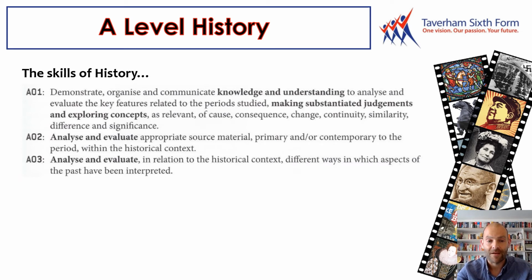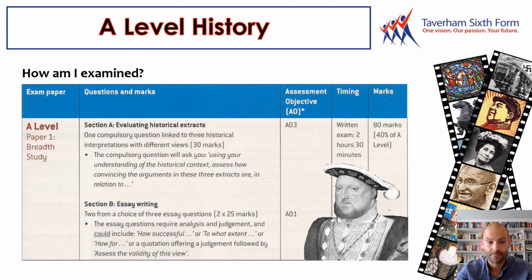AO2 is all about evaluating, so this will be looking at material from the time, primary material, that's the evidence that historians use as their raw tools, and deciding how accurate that information is and what it tells you, and that's primarily covered in the coursework and in paper 2. And then finally AO3, which is about looking at the interpretations and how different people have looked at history at different times, and this is covered in the coursework and in Unit 1. So these are our 3 core areas that you'll be looking at.